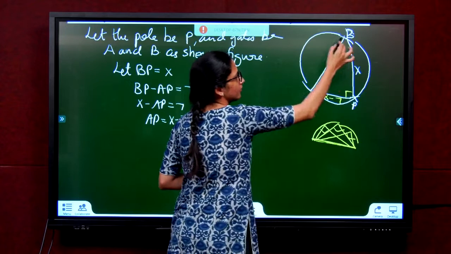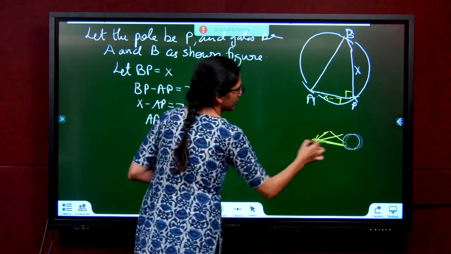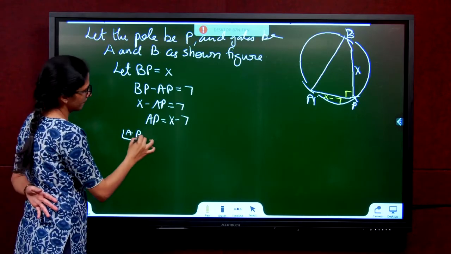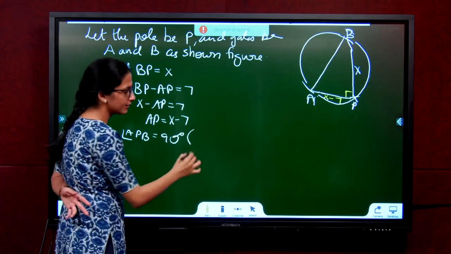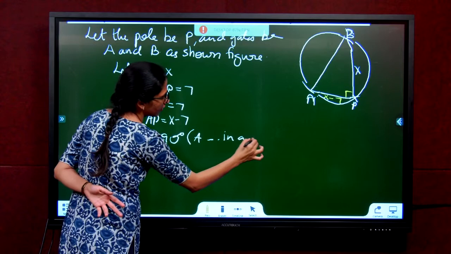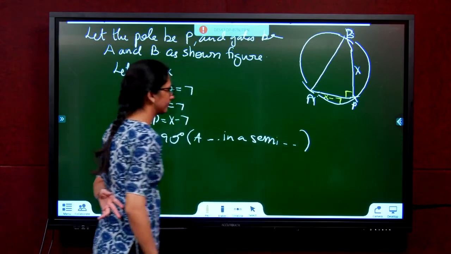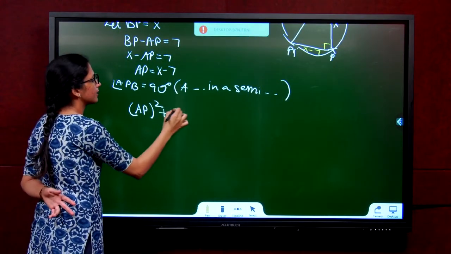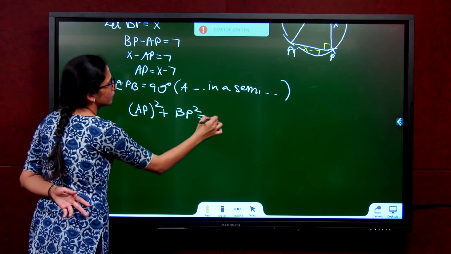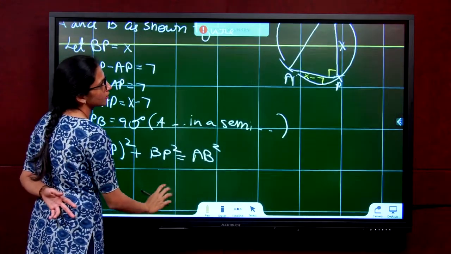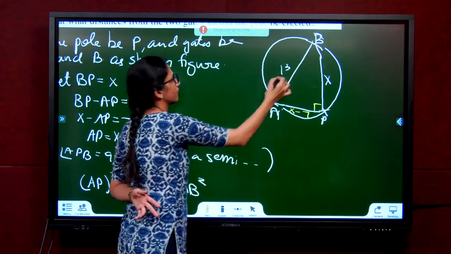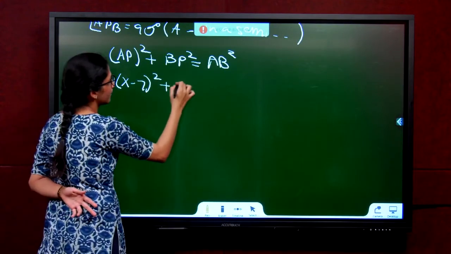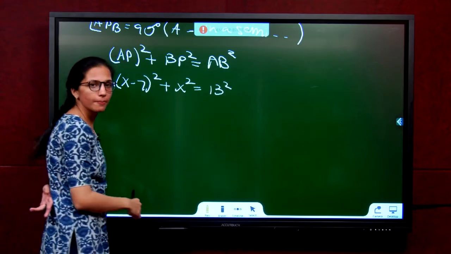See, this is a semicircle. Therefore, that angle over there becomes 90. Now, applying Pythagoras theorem, you can write down angle APB is equal to 90 degrees (in brackets, angles in a semicircle). Now, applying Pythagoras theorem, AP square plus BP square is equal to AB square. What was AB? 13. So, going back to this, (x minus 7) the whole square plus x square is equal to 13 square.